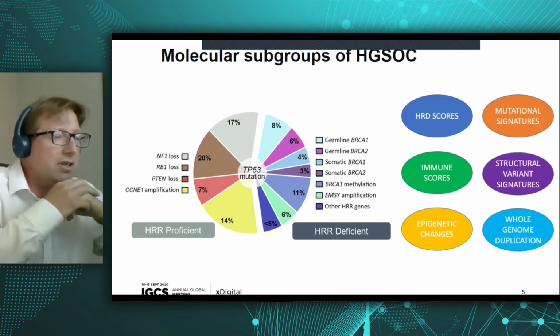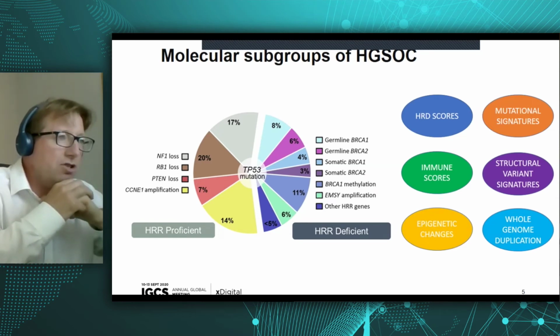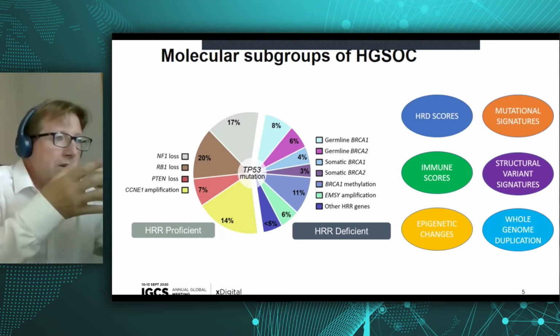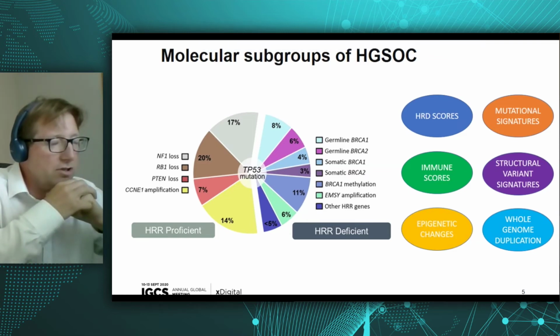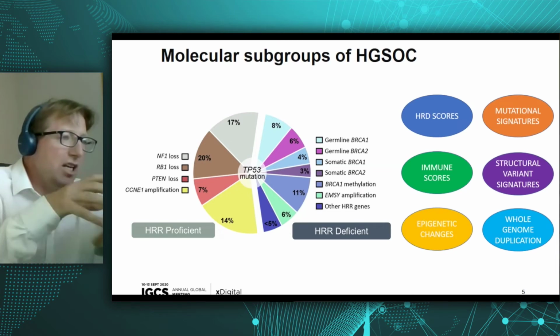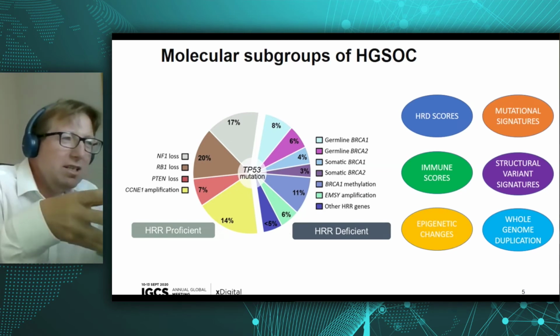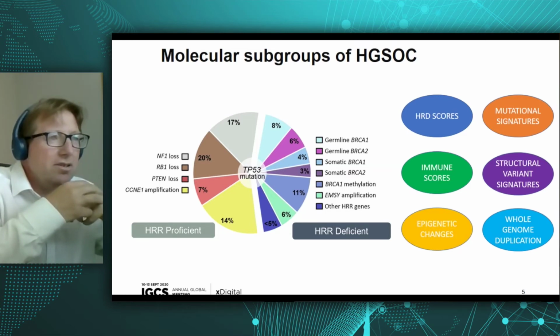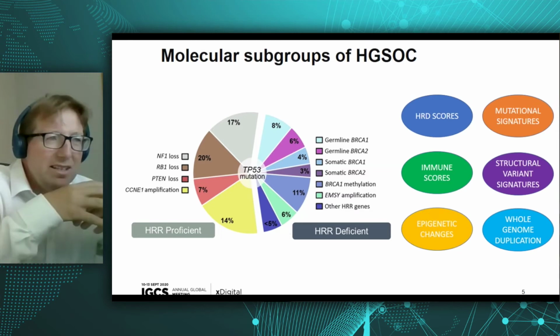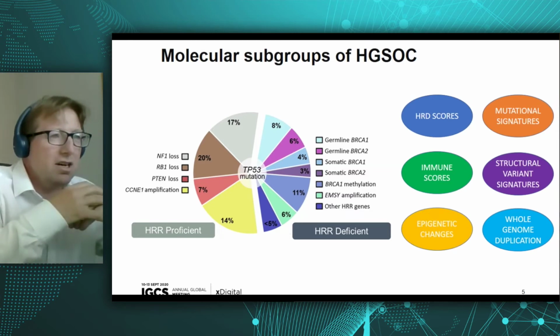I'm going to talk a lot more about how we can maybe improve this pie chart later on, but just to mention that there are other things, some of which I'm going to talk about. Obviously, HRD scores I'm going to talk about. Immune scores, Brad Nelson hopefully will be talking about various immune markers, so I'll not touch on that. And then epigenetic changes are important, but they've not really been incorporated into many of our tests until now. And there are these other things, mutational signatures. That's the pattern of mutations that happen in tumours. Or structural variant signatures. Structural variants are large-scale deletions, inversions, translocations.